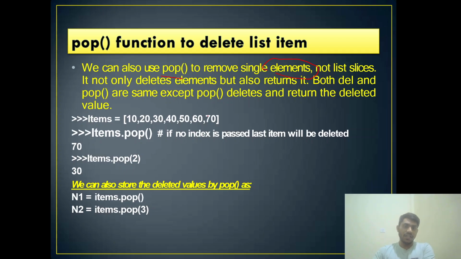You can see here items.pop. If you don't give any index value to delete, then it will delete the last item. The last item will be deleted. If you give the index position, like 0, 1, 2, then this 30 will be deleted. This is the difference.